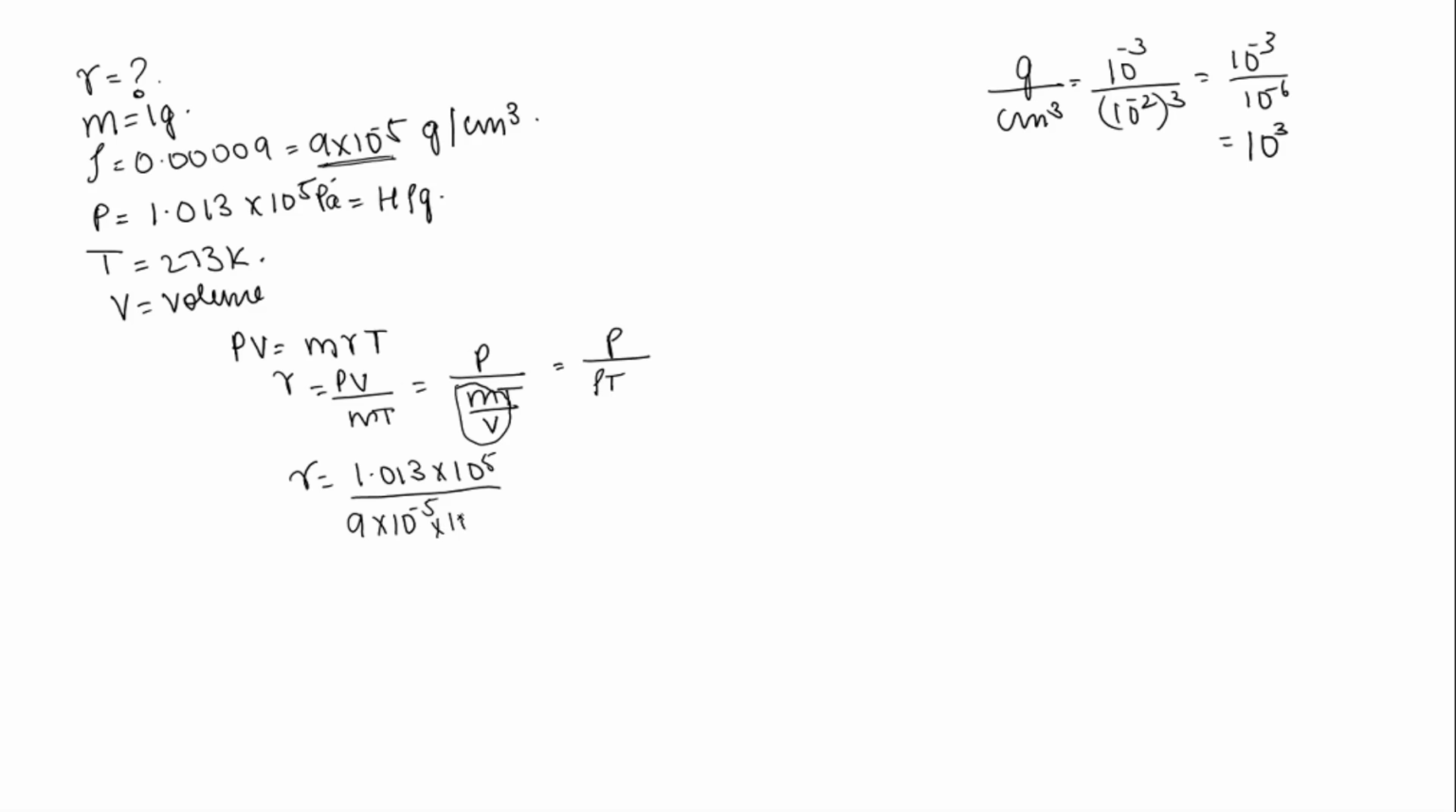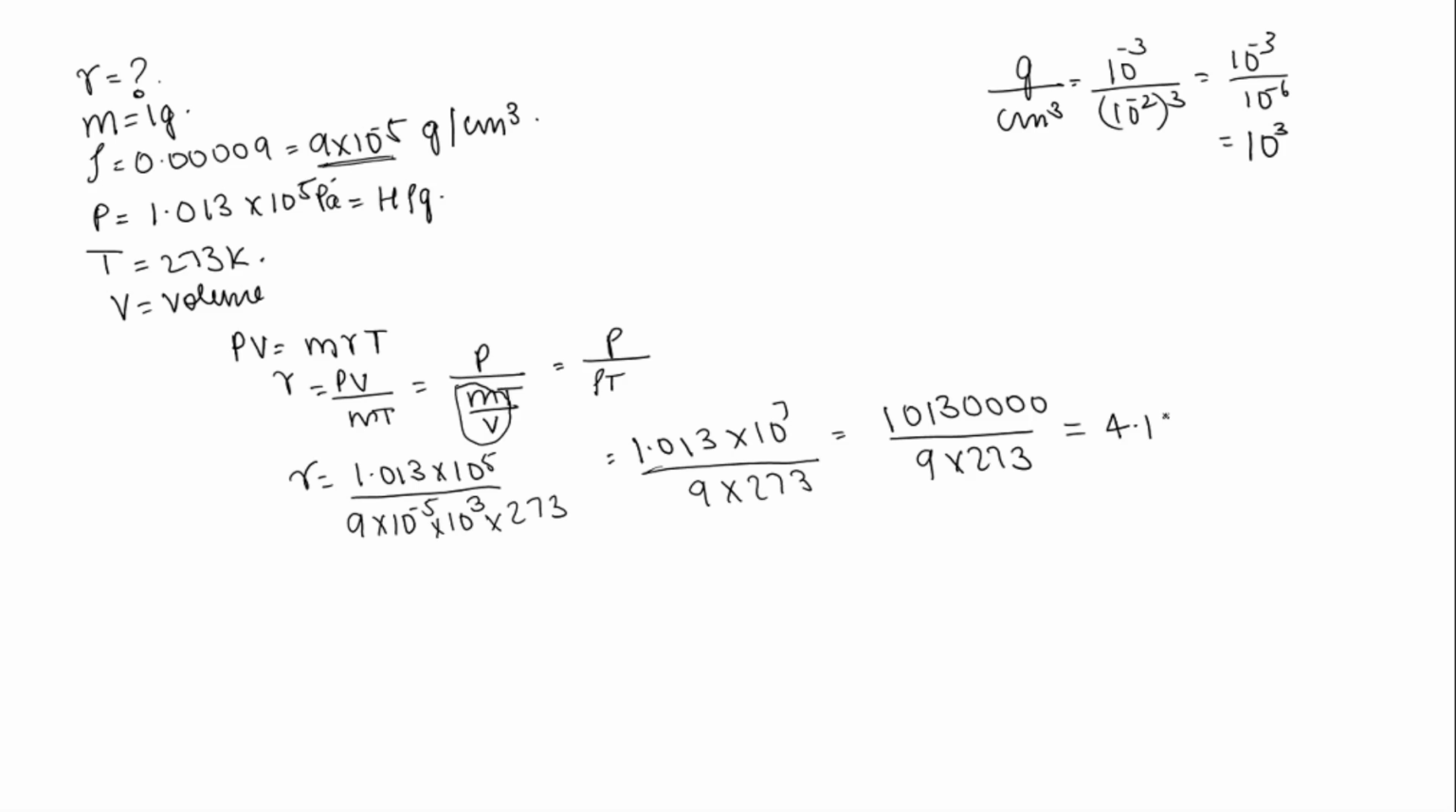So into 10 to the power of 3 into temperature, which is 273. So we get 1.013 into 10 to the power of 7 by 9 into 273. So this is equal to 1013 0000 by 9 into 273. This is approximately equal to 4.12 joules per Kelvin per gram. So the option is 1.